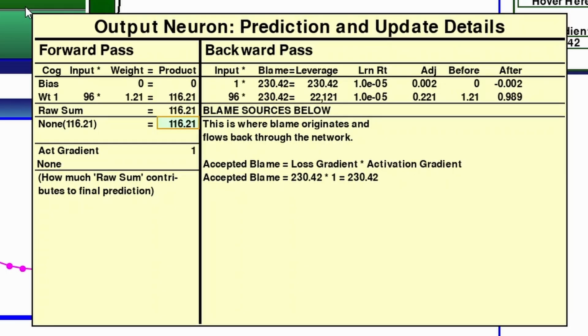Notice the last 2 columns. Before shows the current values. Note how they match the weight column from the forward pass. After is what it will be next. In this case, negative 0.002 and 0.989. And if we move one sample, sure enough, that's what it is. And that's the whole thing.